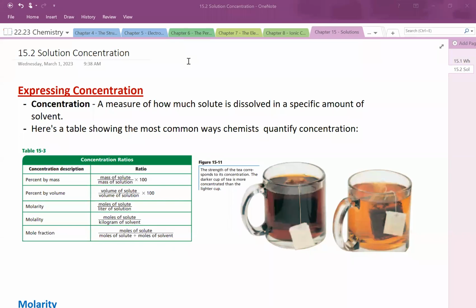Hi guys, welcome to our second video in chapter 15. This video is going to talk all about solution concentrations. So concentration is, of course, a measure of how much solute we have in a specific amount of solvent.